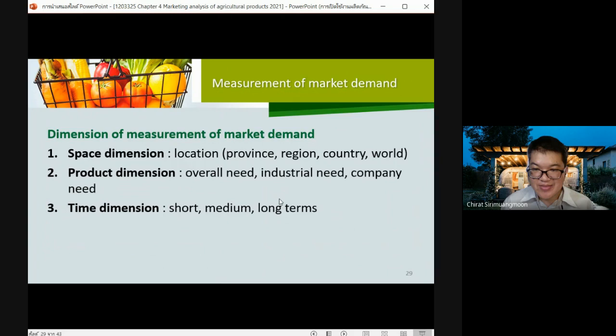Then the time dimension: short term, medium term, and long term, because different time lengths might affect different market demands.